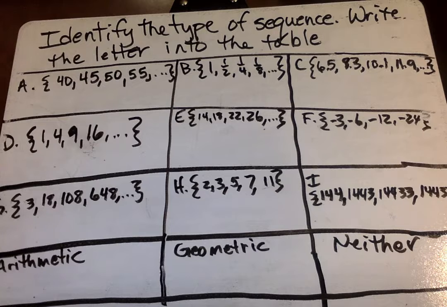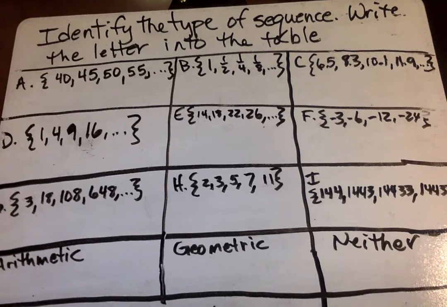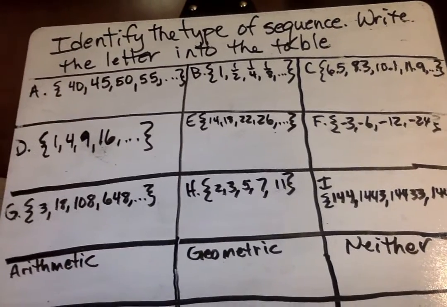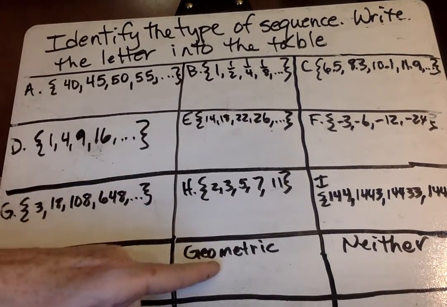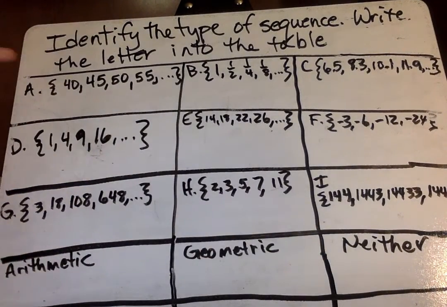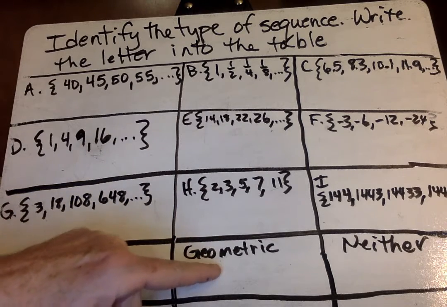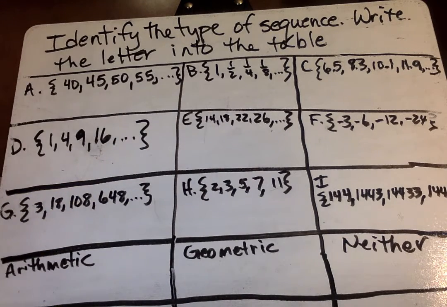So we're going to identify the type of sequence and write the letter into the table. We have a table down here below. This says arithmetic, this one is geometric, and this is neither. So we're going to find out what is happening in each of these and put the letter. If A is arithmetic, I'd put it here. If it's geometric, I put it here. If it's neither, I put it there. Okay? And some of you may say none rather than neither, and that's fine.